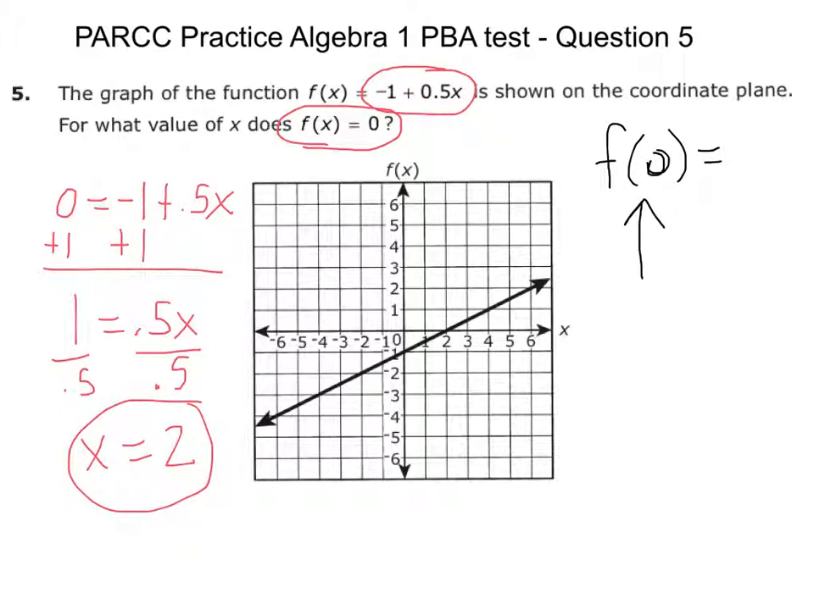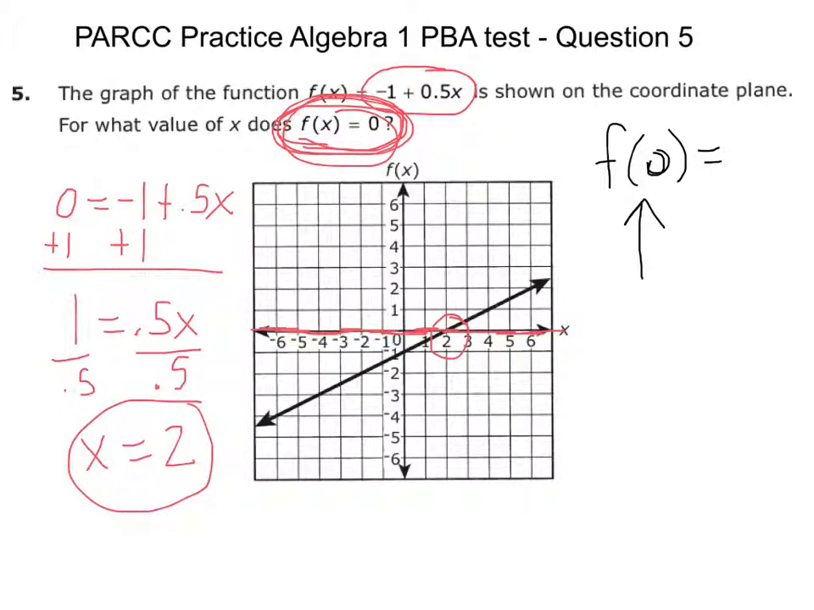Now, let me show you how to have done this without solving it, just by looking at it. Okay, f of x equals 0 right here. Do y'all see f of x equals 0? That is the x-axis. 0 is the x-axis right there. And where does the graph touch the x-axis? 2. Right? And so there's your answer.